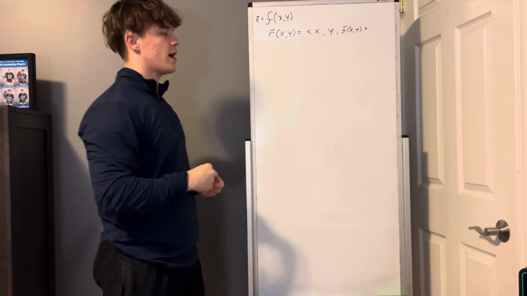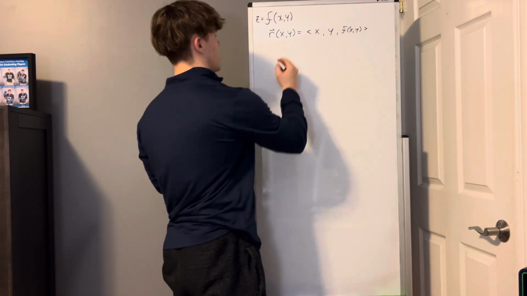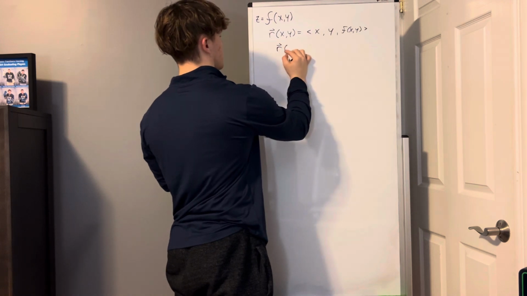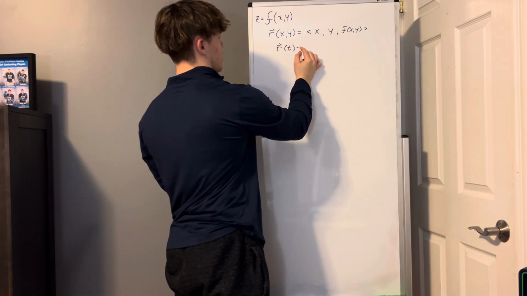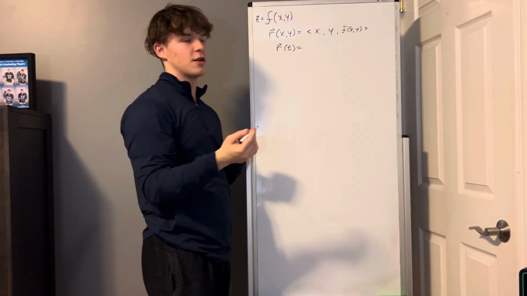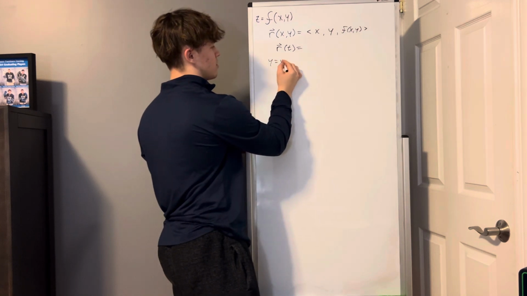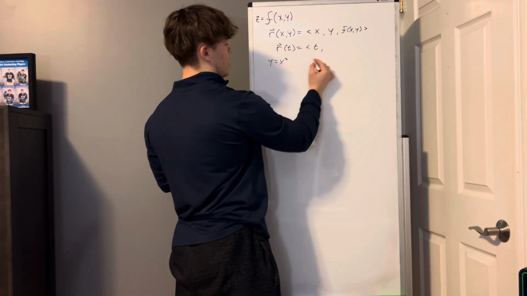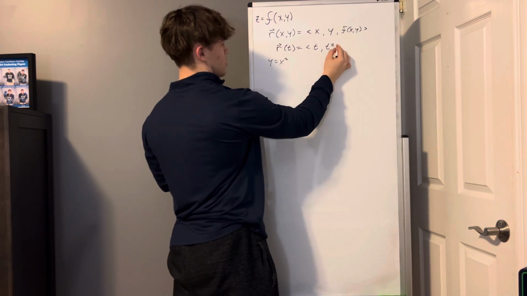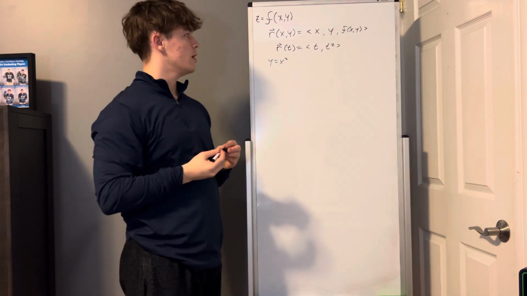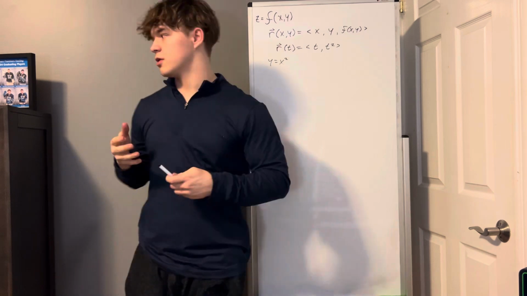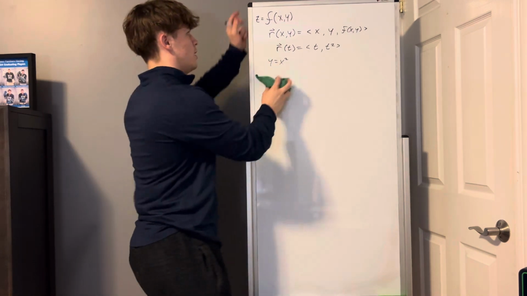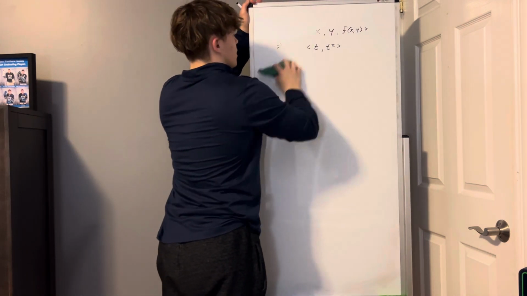It's the same way we had in 2 dimensions when we had r of t, and if we had an explicit function of, let's say, y equals x squared, we would have x equals t and y equals t squared. Same idea, we're just introducing another variable. Let's take a look at something a little tougher.